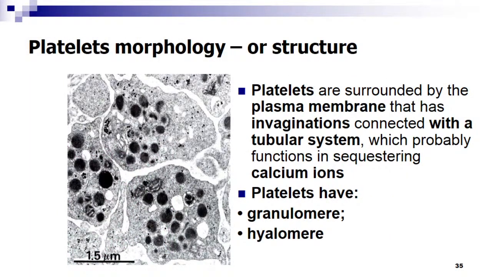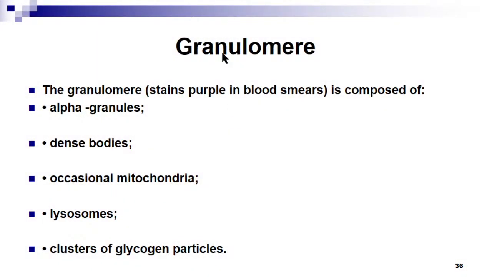Platelet morphology, or structure of platelets. Platelets are surrounded by the plasma membrane and have invaginations connected with a tubular system inside, which probably functions in sequestering calcium ions. This invagination provides the sequestration of calcium ions. Platelets are divided into two portions. The first is the granulomere, a part with a lot of granules inside, and the hyalomere. So we classify each of them.